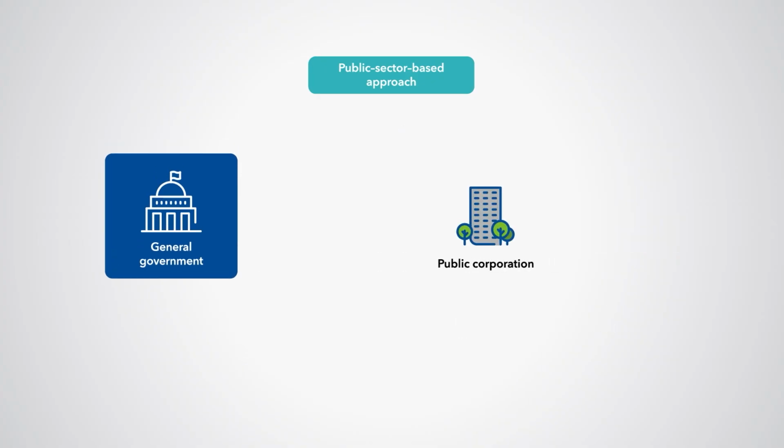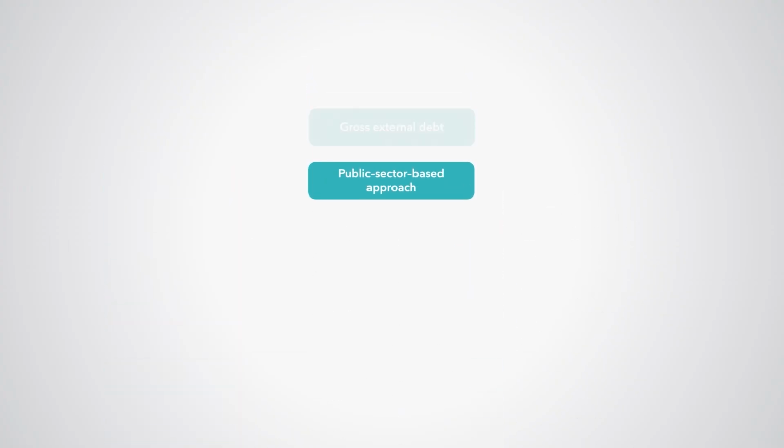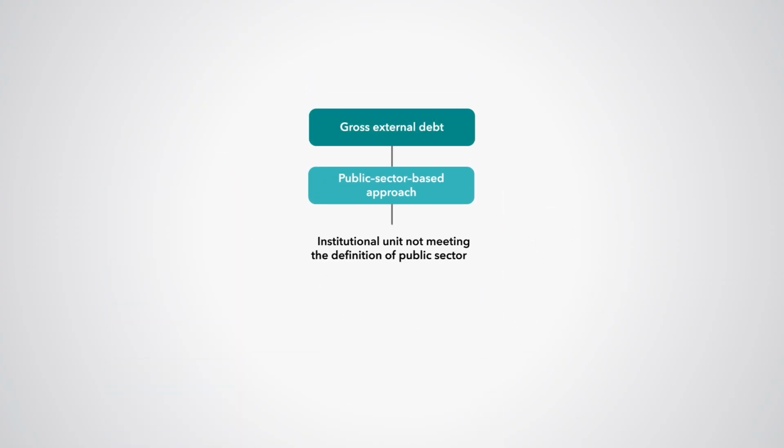A public corporation is a non-financial or financial corporation that is subject to control by government units. Control over a corporation is defined as the ability to determine general corporate policy. Any domestic institutional unit that does not meet the definition of public sector is classified as private sector.